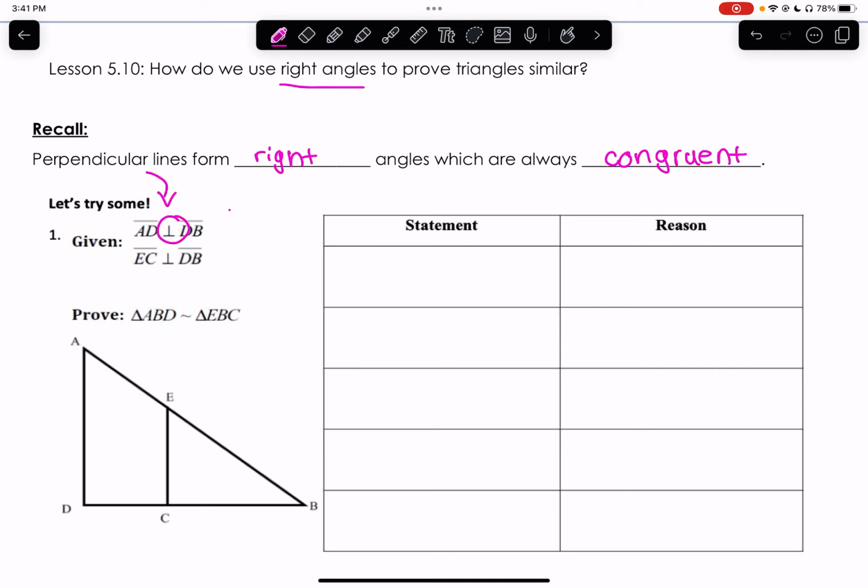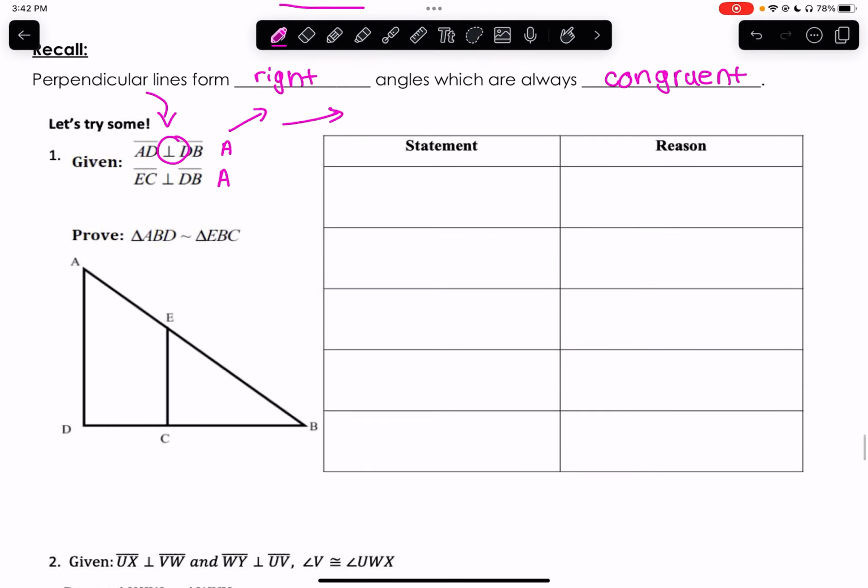Perpendicular lines will form right angles, which will be congruent. So when you see perpendicular lines, you'll be able to say that you have a pair of congruent angles because they will be right angles. So if we look here, if I want to prove triangle ABD is similar to triangle EBC, your options are angle, angle, side angle, side, and side, side, side.